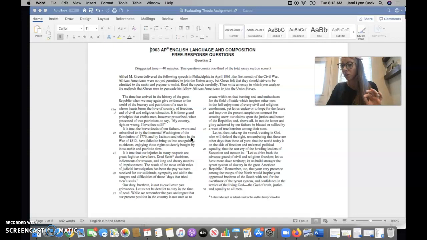Here's where the instructions begin in your prompt. Then write an essay in which you analyze the methods that Greene uses to persuade his fellow African Americans to join the Union forces. Okay, so we know just by reading this prompt who our author is, we know that it was a speech, we know about context, and then we know what the point of this passage was, or what's the purpose. This author, Alfred M. Greene, wrote this speech to try and persuade his fellow African Americans to join the Union forces.